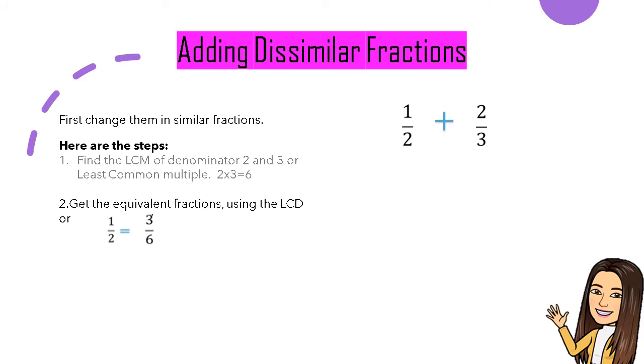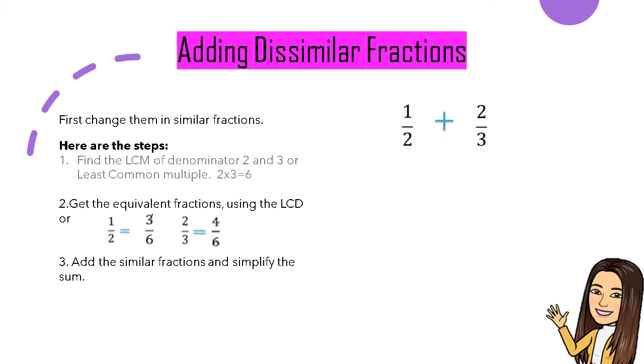Now the equivalent fraction of 1/2 is equal to 3/6. How did we get 3/6? By using the LCD 6, we divide it by the denominator 2. So that is 3 times 1 equals 3. That is why 1/2 is equal to 3/6. Next, 2/3 is equal to 4/6. Now we have similar fractions. That is 3/6 and 4/6.